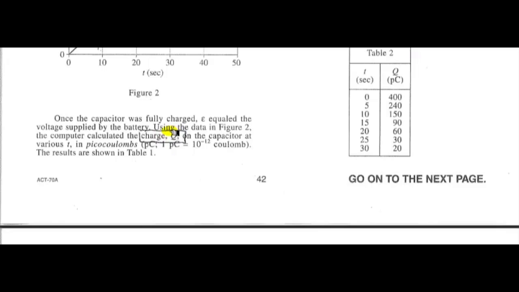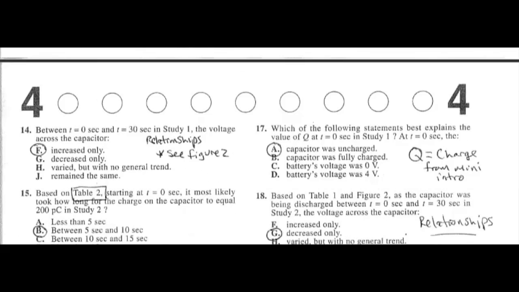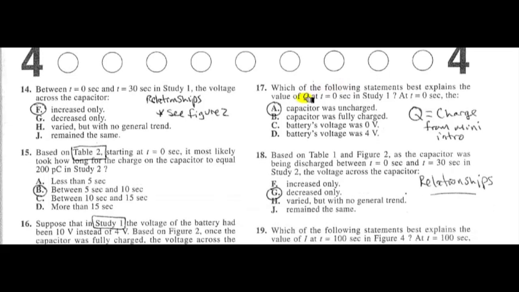Here's Q, and here's what it says. Using the data from Figure 2, the computer calculated the charge on the capacitor, Q. Q is the charge on the capacitor. All right, now we've defined what Q is. Q is the charge on the capacitor. Well, we want to know at t equals 0 what happens.